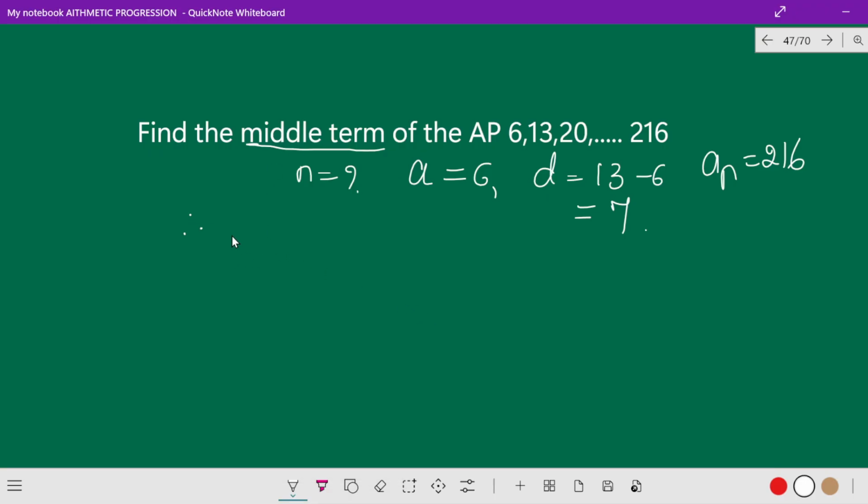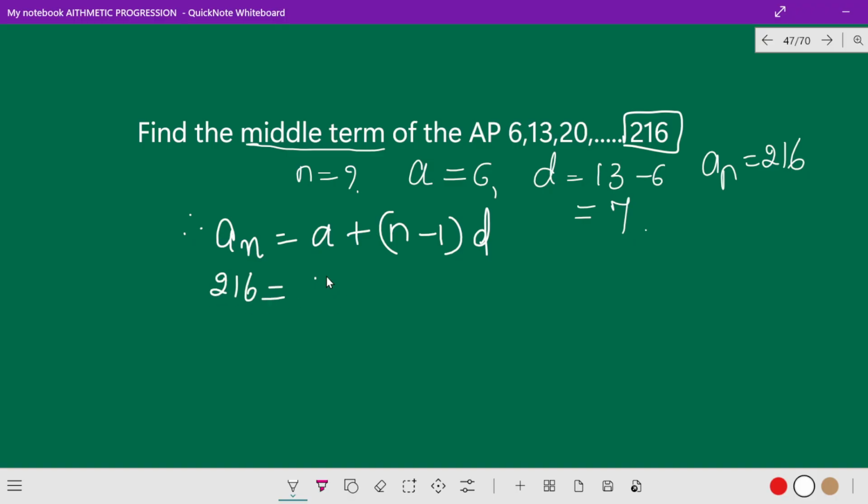To find the middle term, the formula is an equals a plus (n minus 1) into d. First we have to find what the middle term is. This is the first term, second term, third term. This 216 is in which place, we don't know, so we have to find that. After that, we can find the middle term. First, let us find this n. So an is 216, equal to 6 plus (n minus 1) into 7.